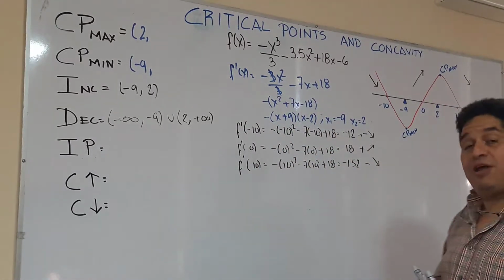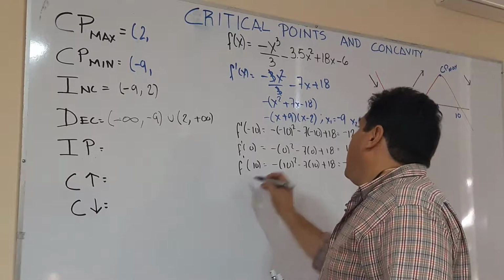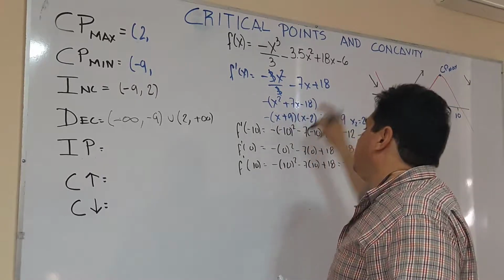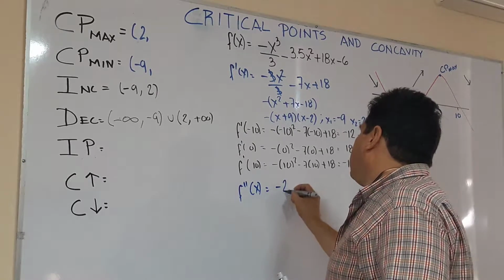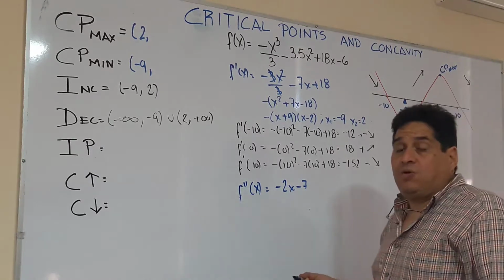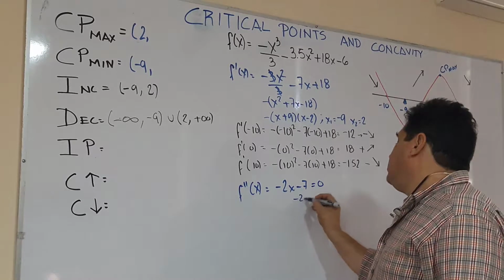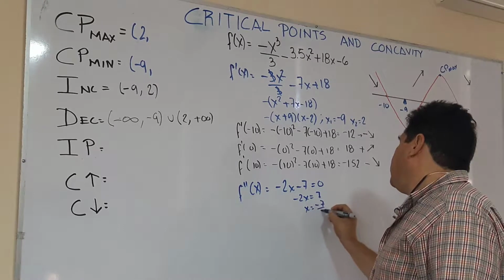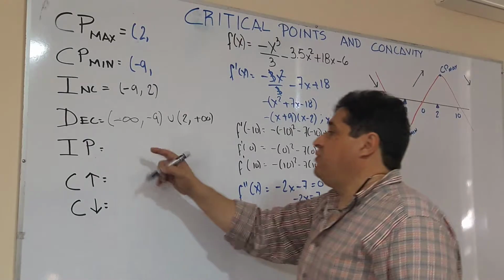Okay. Now, how do I get my inflection point? Remember, you have to get the second derivative of the function. So, I have that f of x is going to be minus x cubed over 3 minus 7x squared over 2 plus 18x minus 6. So, f double prime of x is going to be minus 2x minus 7. We're going to equal it to 0, and then we're going to solve for x. So I got that minus 2x equals 7. So x equals minus 7 over 2, which is equal to minus 3.5. Now I have my inflection point.